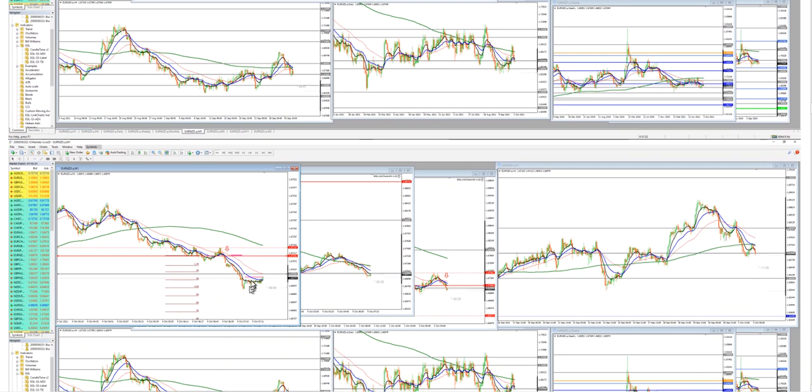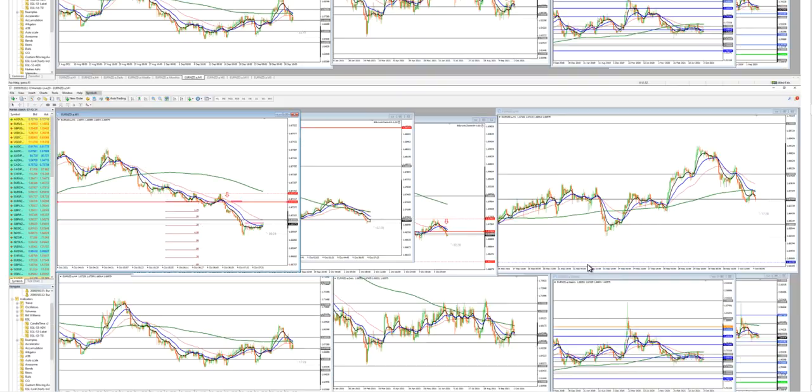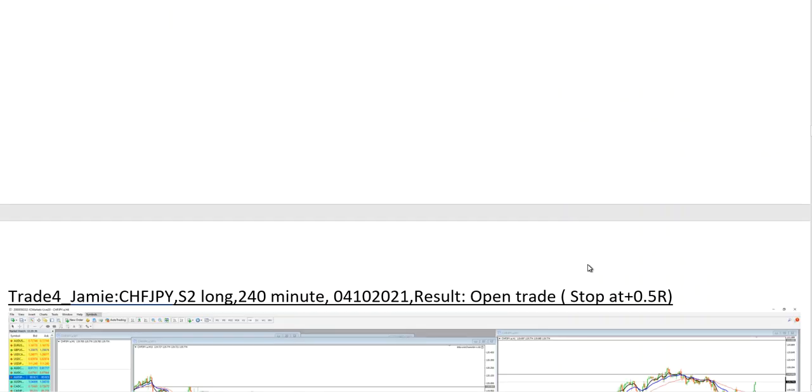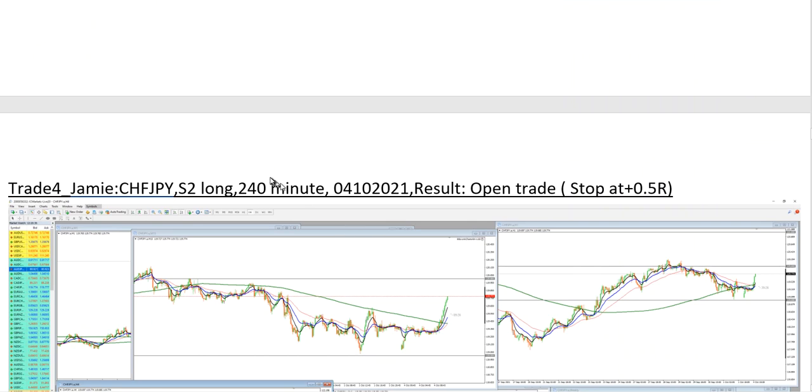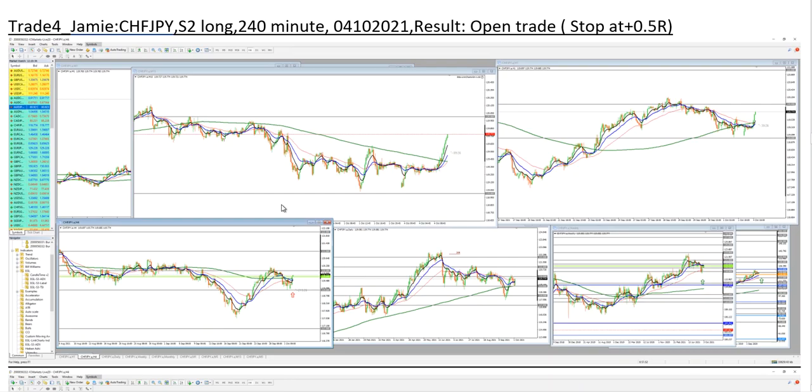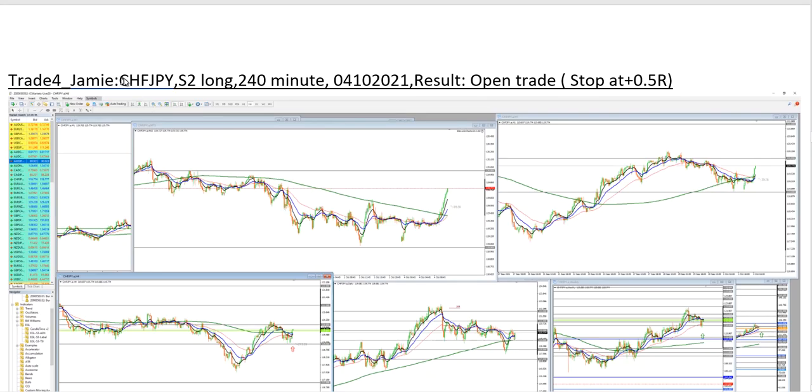Okay, well, this got stopped out now with a good R winner, and we've just basically tested the prior low, right? So that was a nice quick R winner. Let's have a look at, okay, now that's a 240 minute S2 long, Swiss yen. Swiss strength, yen weakness. It's the theme of the week or the last weeks.